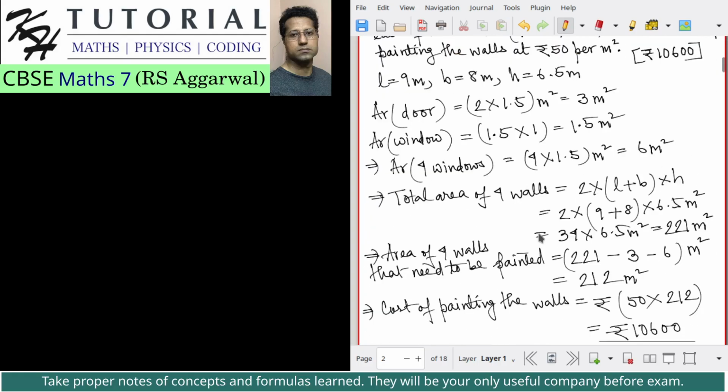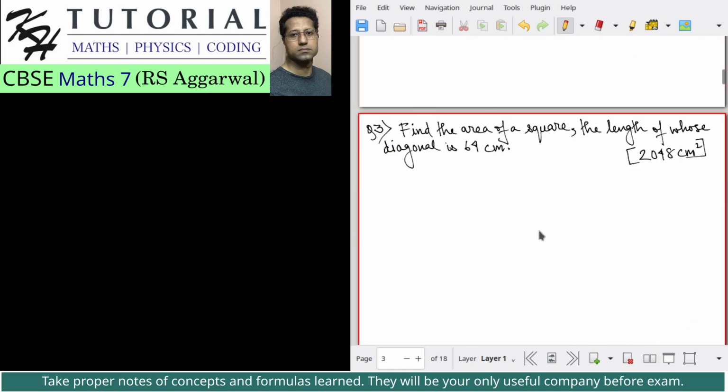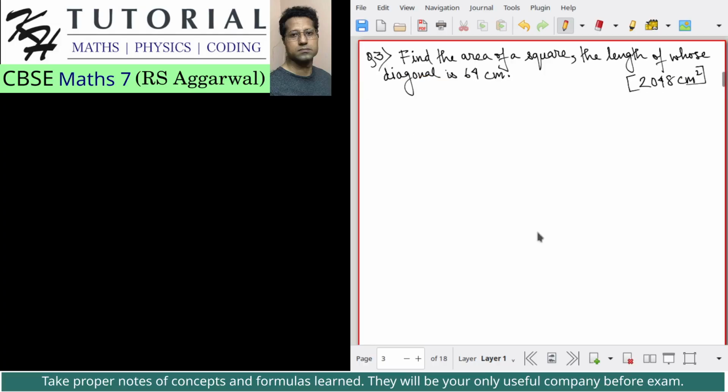Okay. Let's see the next problem. Question number 3. Find the area of a square, the length of whose diagonal is 64 centimeter.